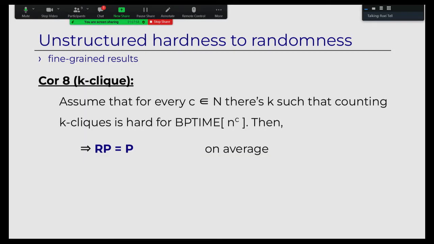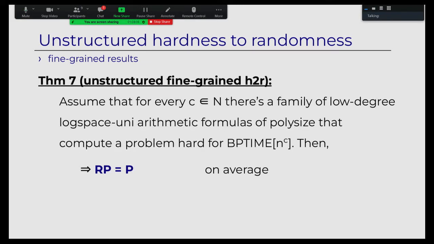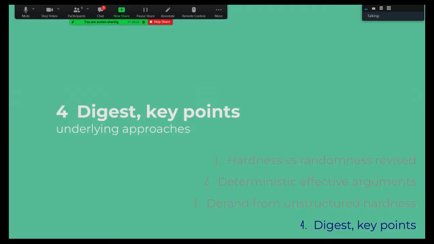Okay, so the comparison to what was known before is that before we needed the hardness to grow as k over 2. Here we just need the hardness to be unbounded. But the really interesting thing here is that this is not a result about k-clique. This is an unstructured result. Any problem with this hardness can be used. I'm going to wrap up.